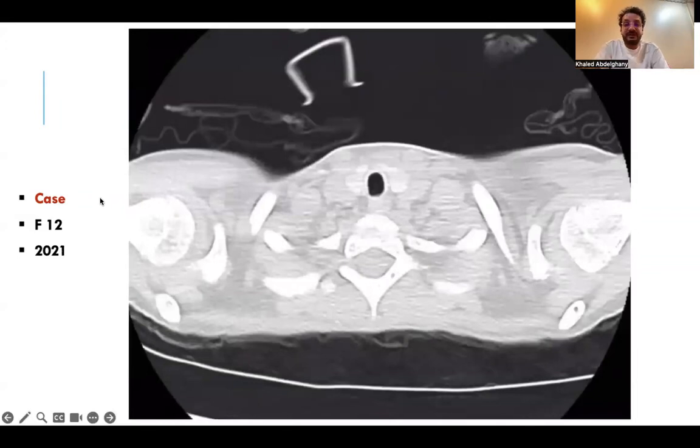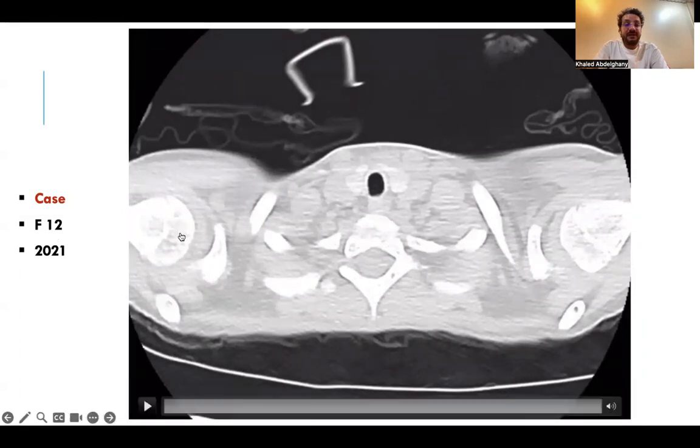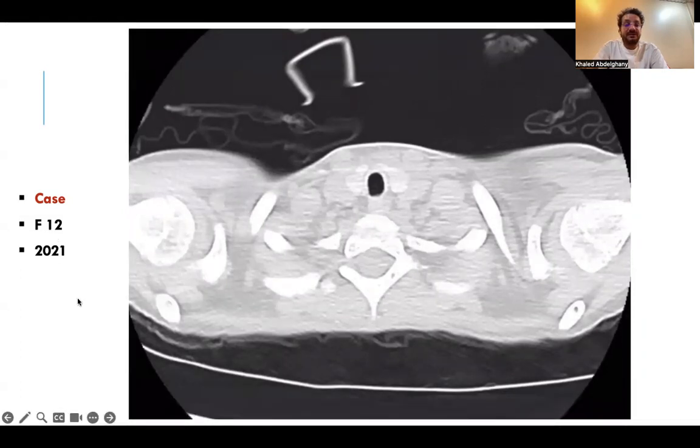Here we have an interesting case of a 12-year-old female. She has had recurrent chest infection since early childhood. Available scans are here, 2021 and 2023.